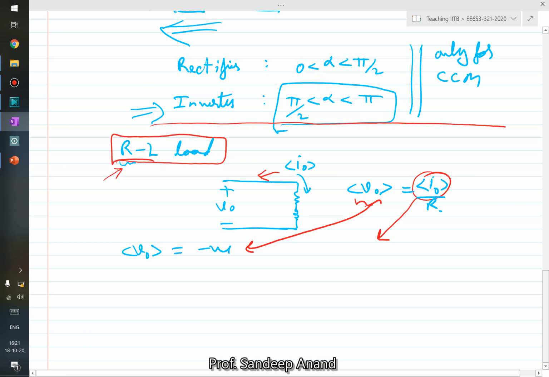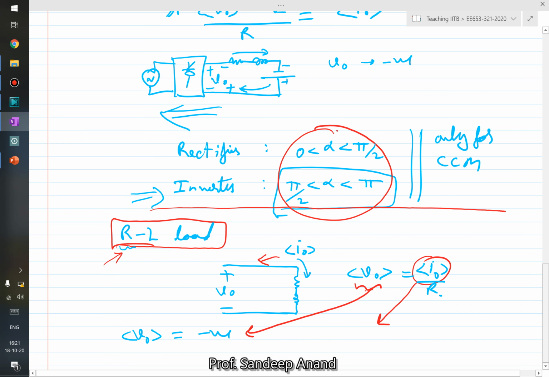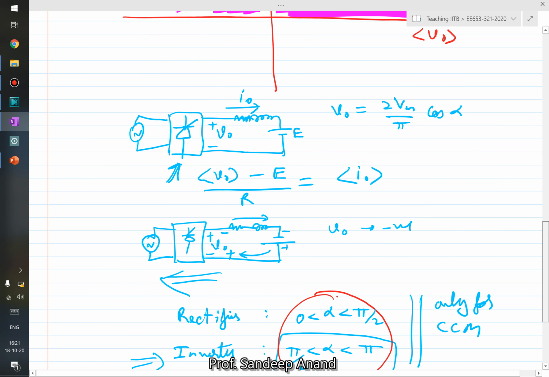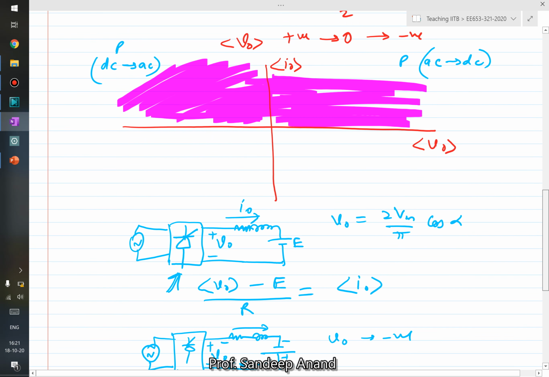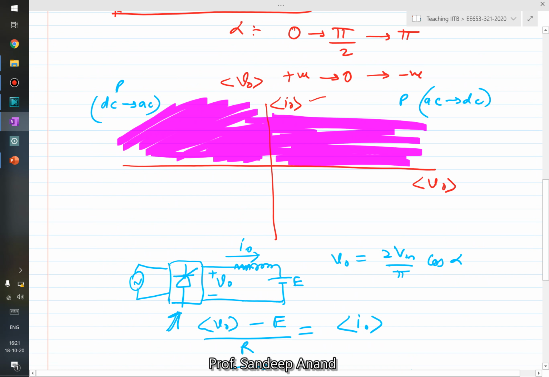So therefore, instead of generalizing this, my suggestion would be to see what the load is, to understand the load behavior, to understand the circuit behavior, and then to determine in which direction the power is actually flowing, depending on the average current and the average voltage values.